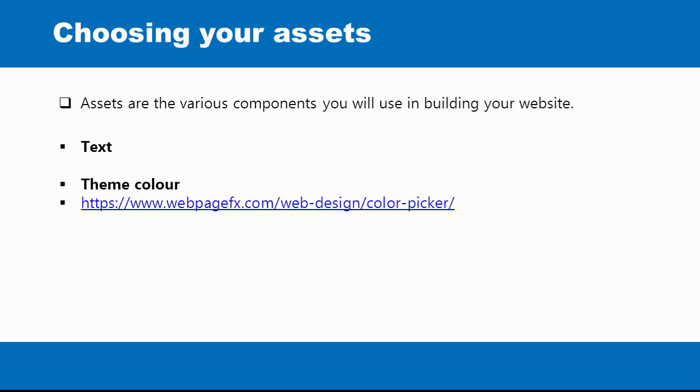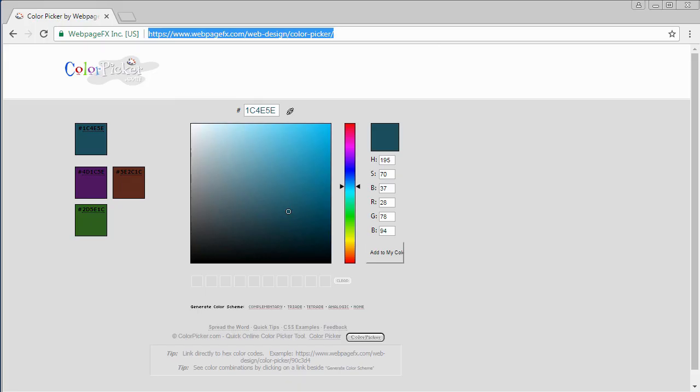For example, webpagefx.com. There are so many color picker tools. Just do a Google search for color picker tool. You can select a color by its name or by the hexadecimal or hex values, which is something like this here. This is what is called the hex value.